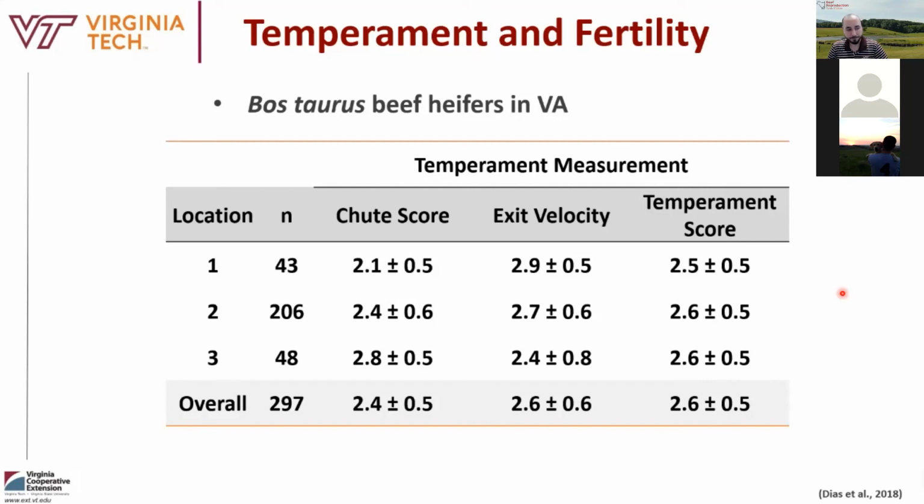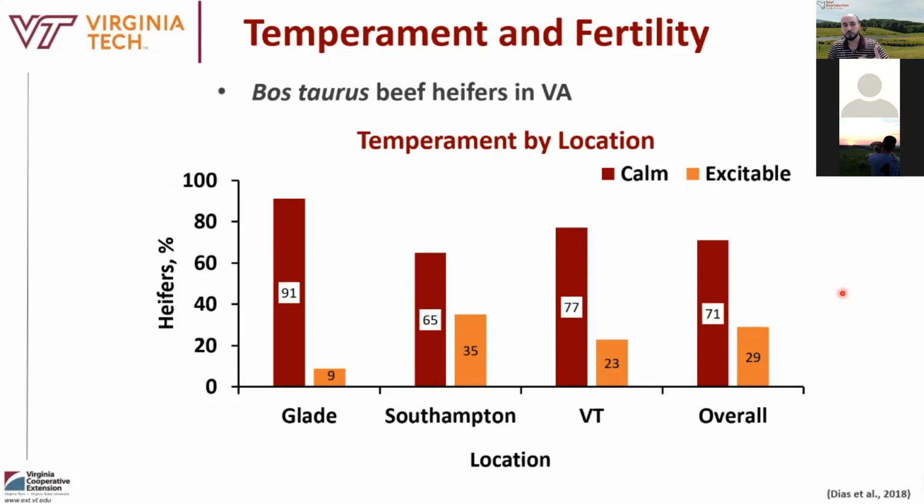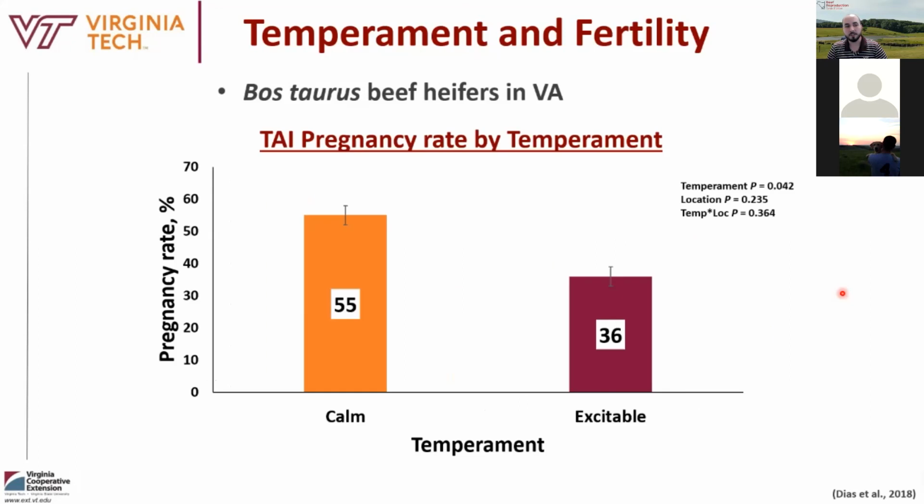She's more excited. We also do exit velocity, which is a little more difficult for the producer because we need specific equipment to do that. But everybody can do the chute score. So this is the distribution of heifers that have a calm or more excitable temperament. Anything that's a 3 or above, we call excitable. Anything less than 3, we call a calm heifer. Overall, about 70% of our heifers were calm in this study, and about 30% excitable.